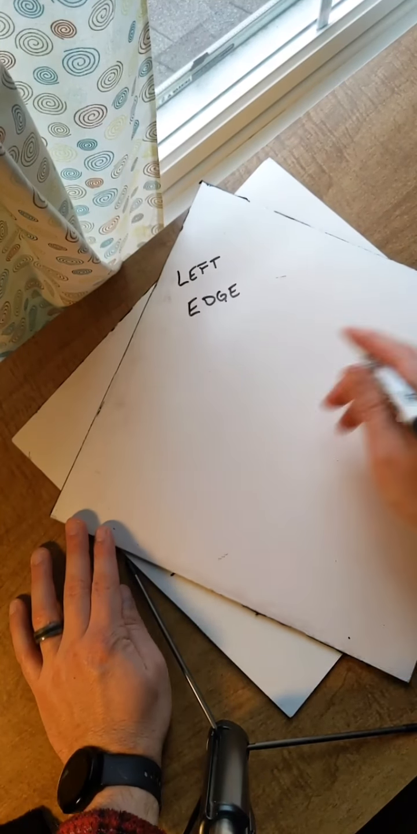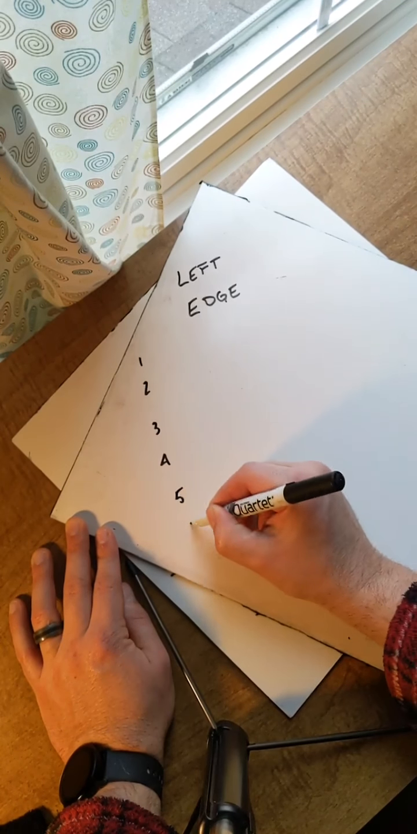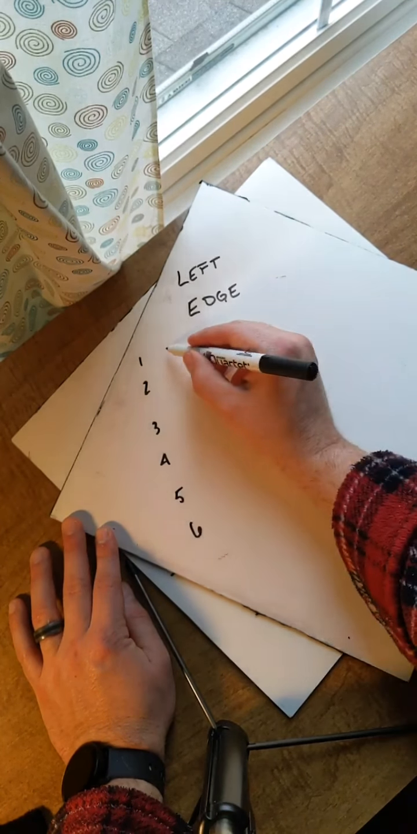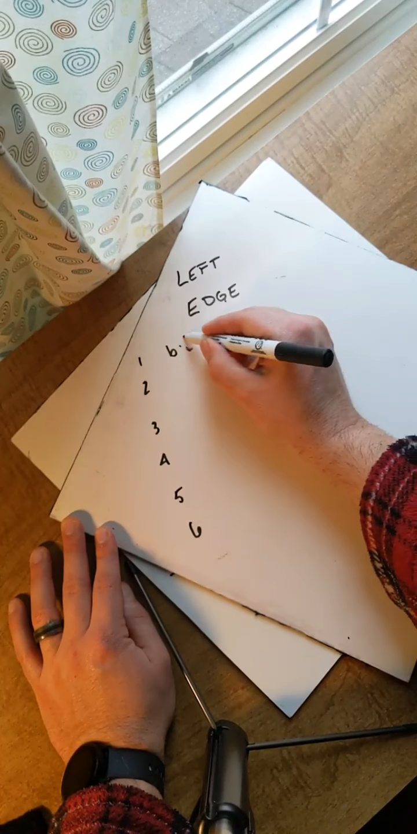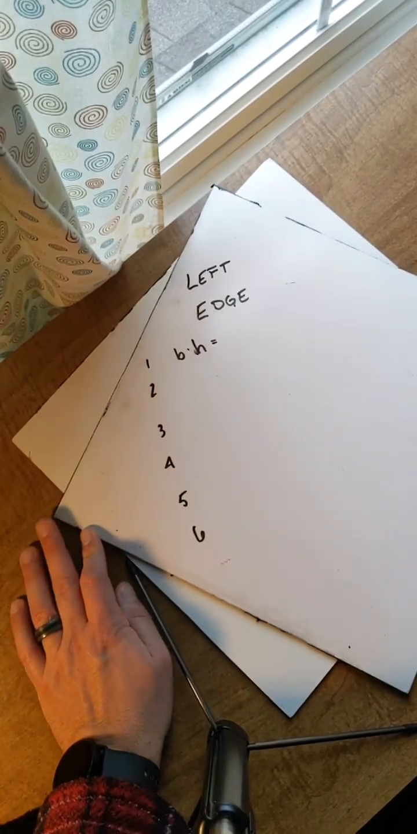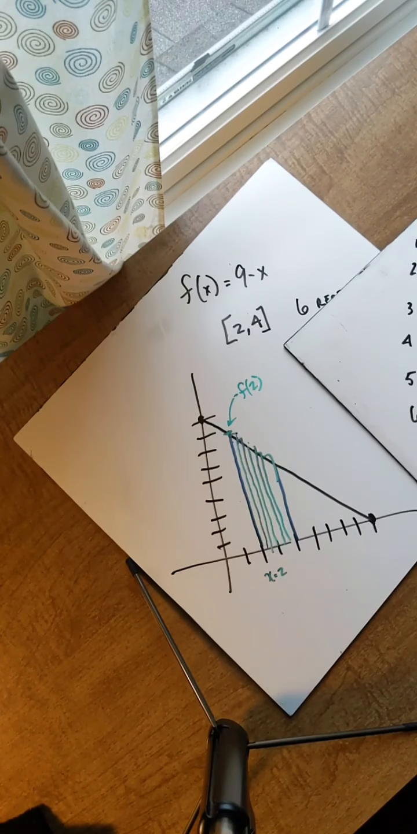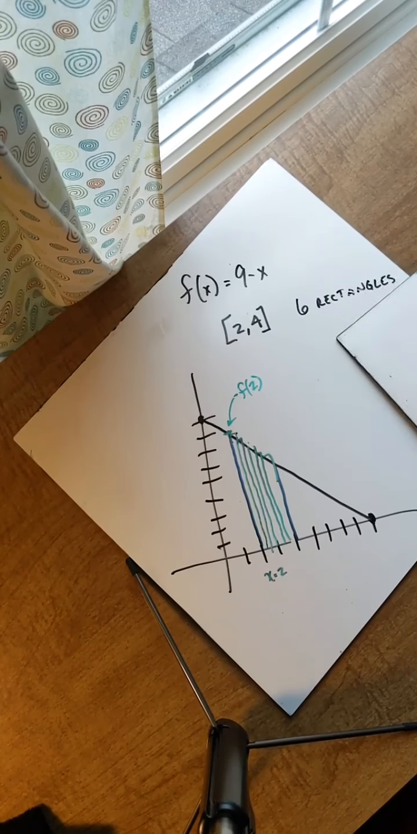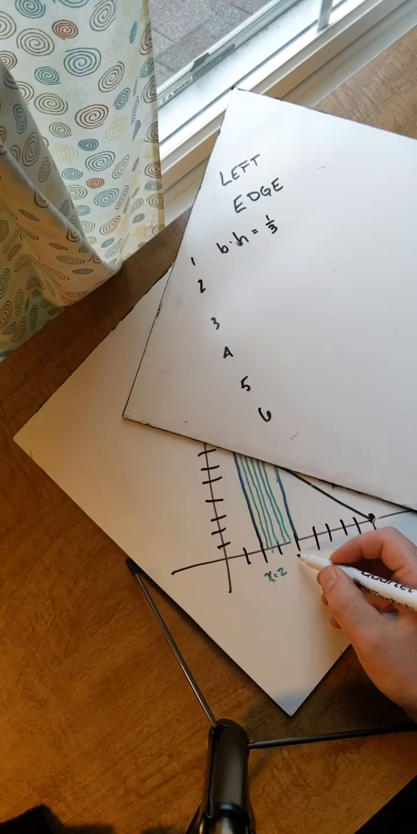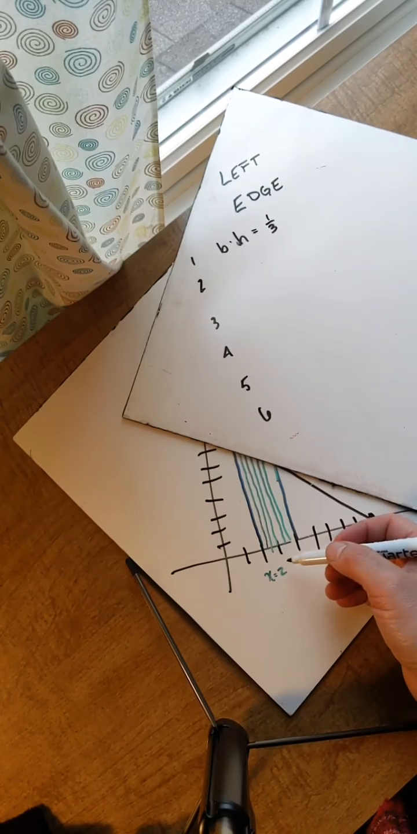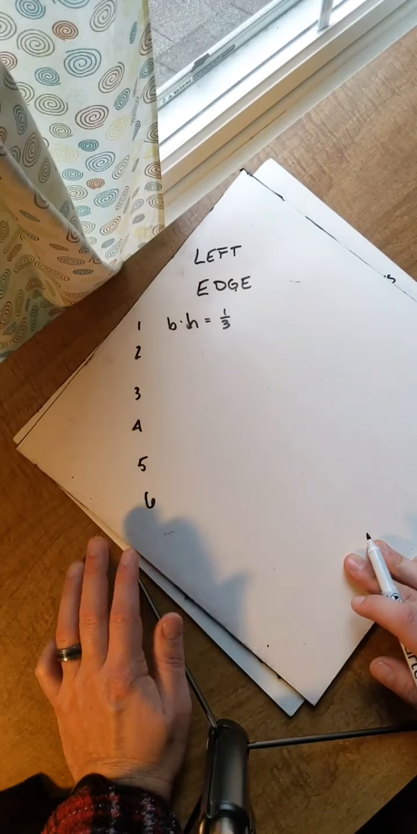So I have 6 rectangles here: 1, 2, 3, 4, 5, 6. Now each one of them is a base times height, which if we see the base, we could figure out the base of each one of these rectangles is 1/3. It's 1/3 because if we were going over 2 spaces split up between 6 rectangles, 2 divided by 6 is 1/3.